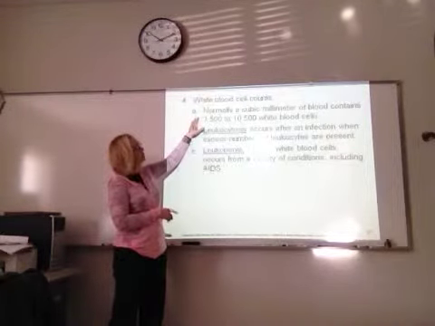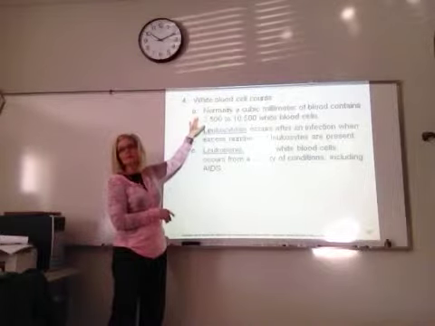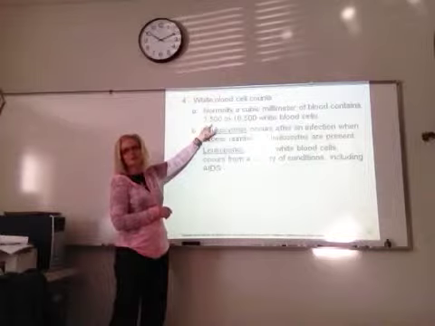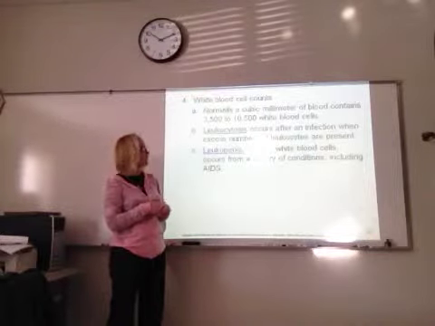So per cubic millimeter, remember it was millions for red blood cells. Now we're down to 3,000 to 10,000. So white blood cells, there's a lot less of.